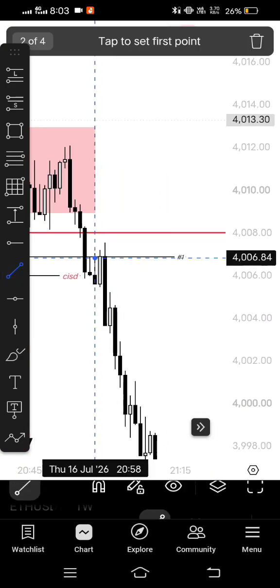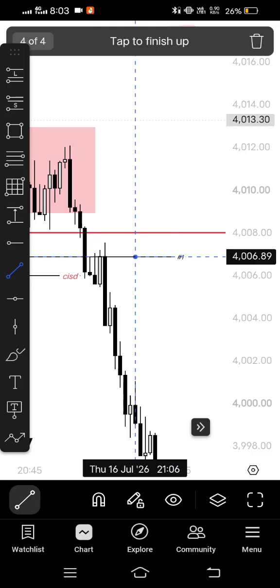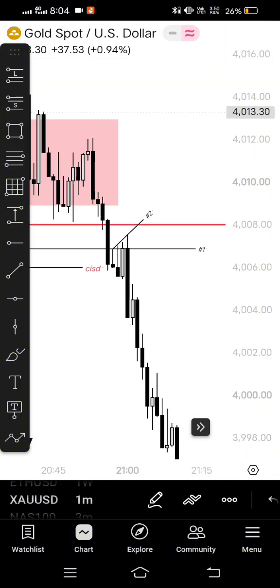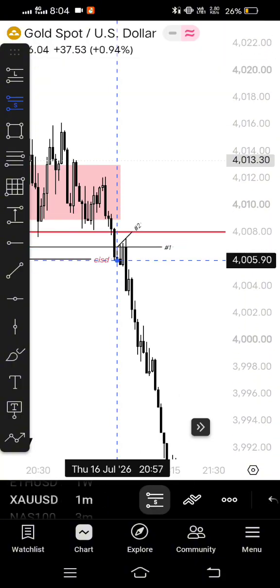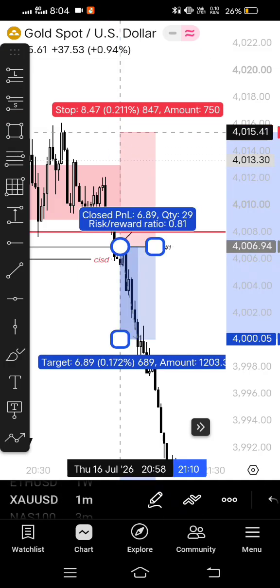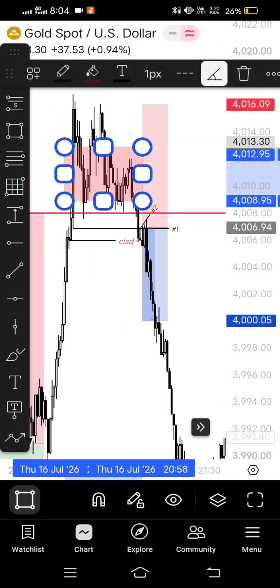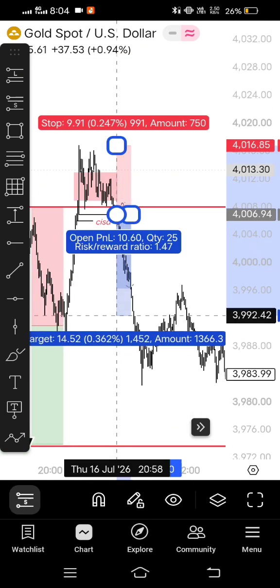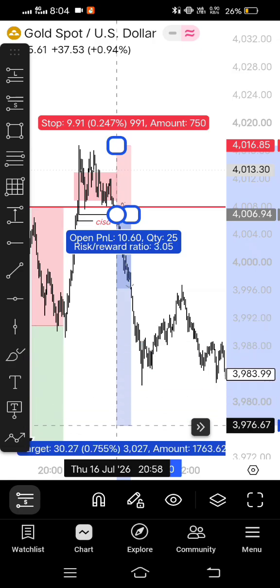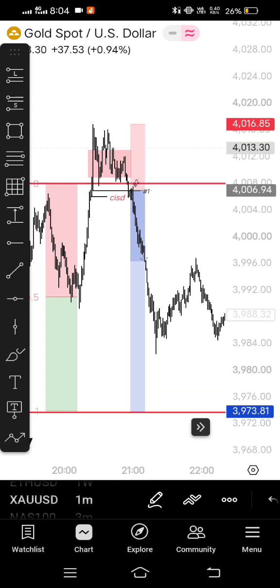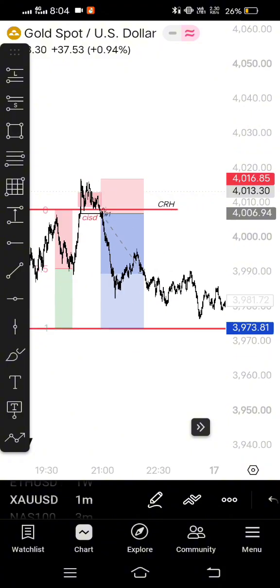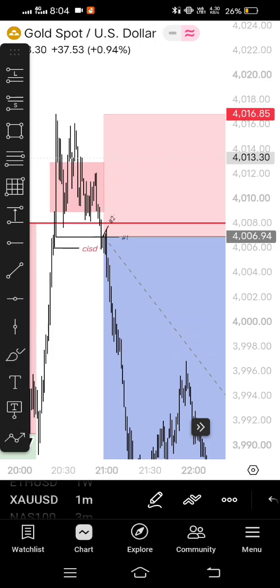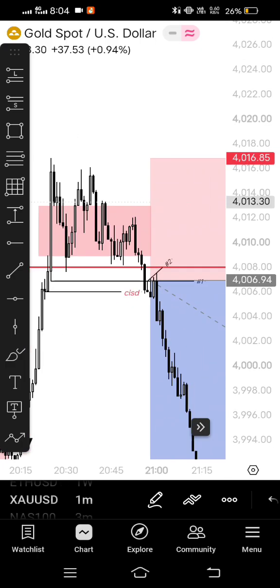Now this is your model 2 because it is near the model 1 entry, sorry. So now you will place your entry from here. Your stop loss must be this recent high. Yeah. Now your first target will be the 50% of this CRT, your 1 to 1.6, and your next target will be the 1 to 3.34. It is the candle range, next candle, next range. Okay.